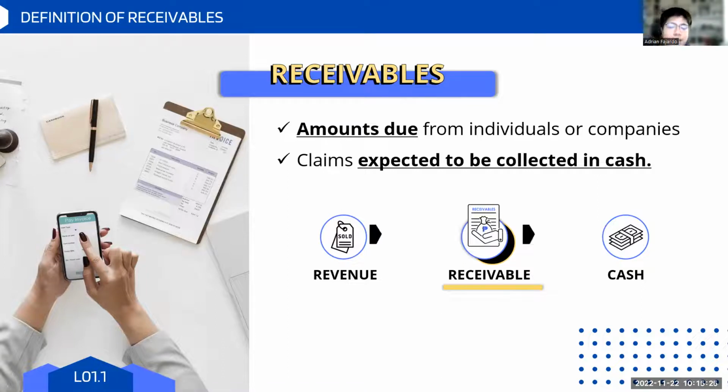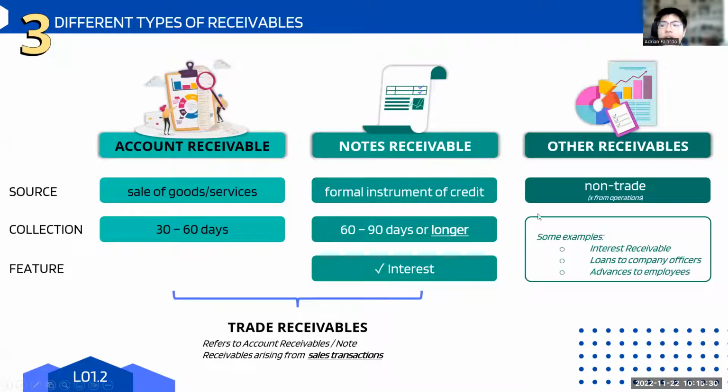So now, the question is, this is the broad definition. What are the different categories? There are two major categories of receivables. You have your trade receivables, and then you have your non-trade receivables. Again, this is a very important concept to understand and to master. Your trade receivables pertain to those that arise usually from sale transactions or from business operation. Again, trade receivables are those receivables arising from sales transactions or business operations.